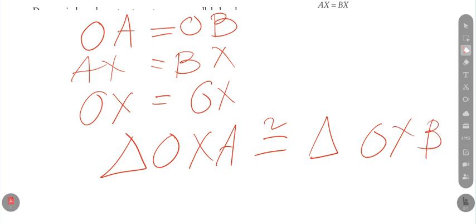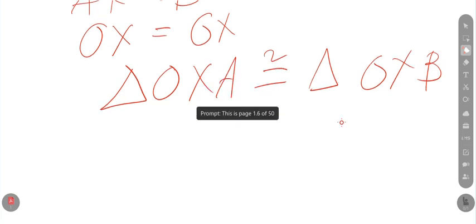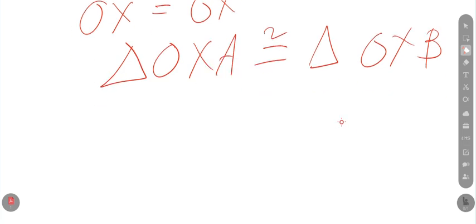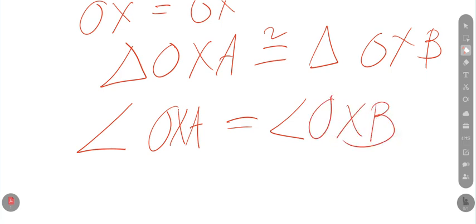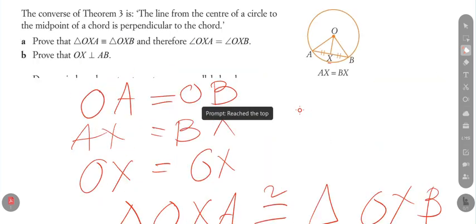Now, for the next one, we can conclude that the corresponding angles are congruent: angle OXA is equal to angle OXB. Okay, so that proves the first part. Now we're going to prove that OX is perpendicular to the side AB.